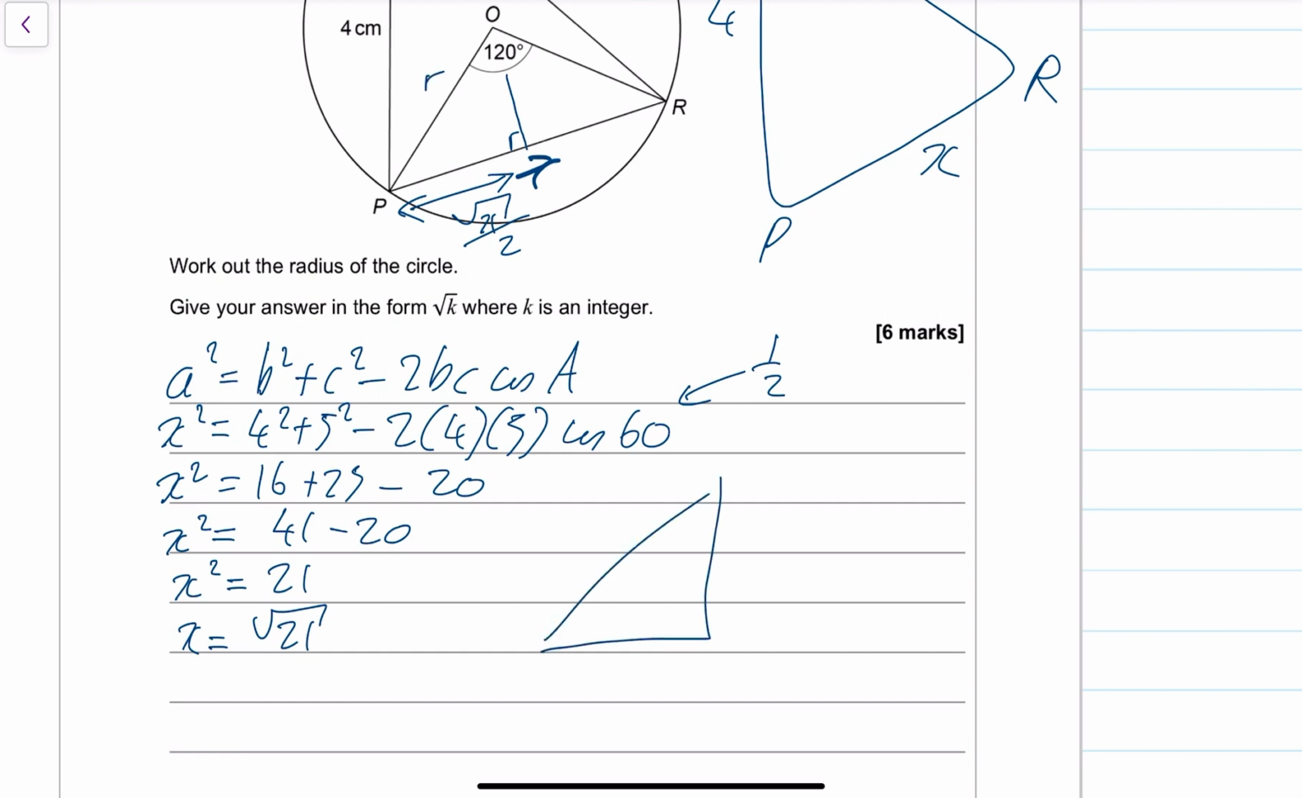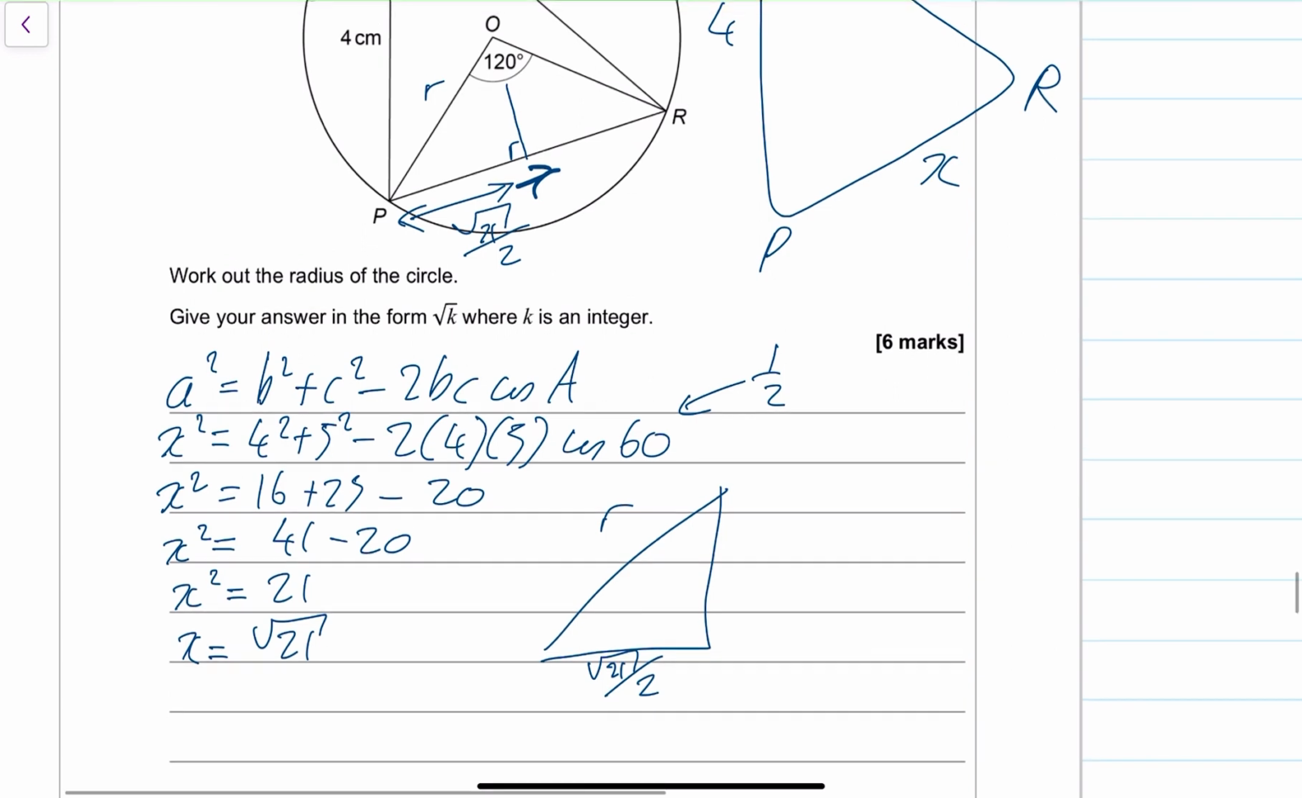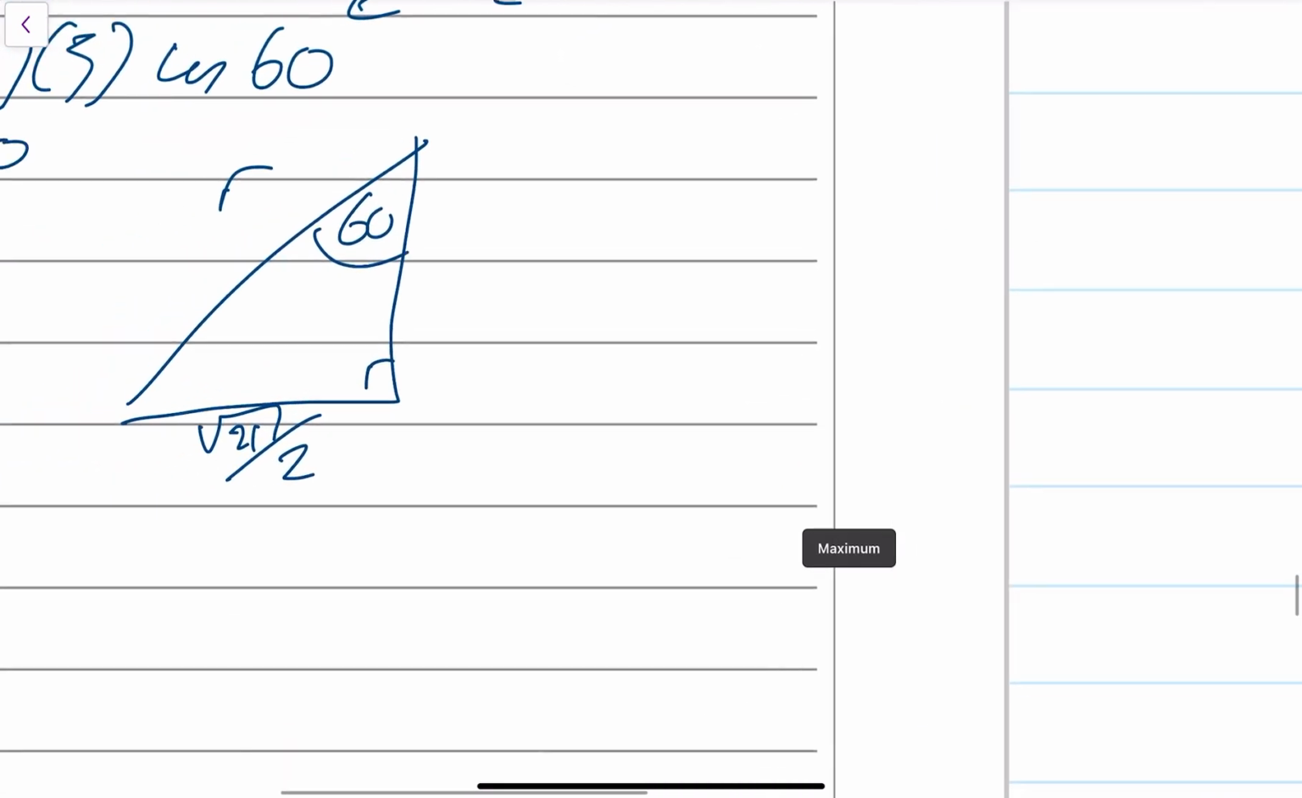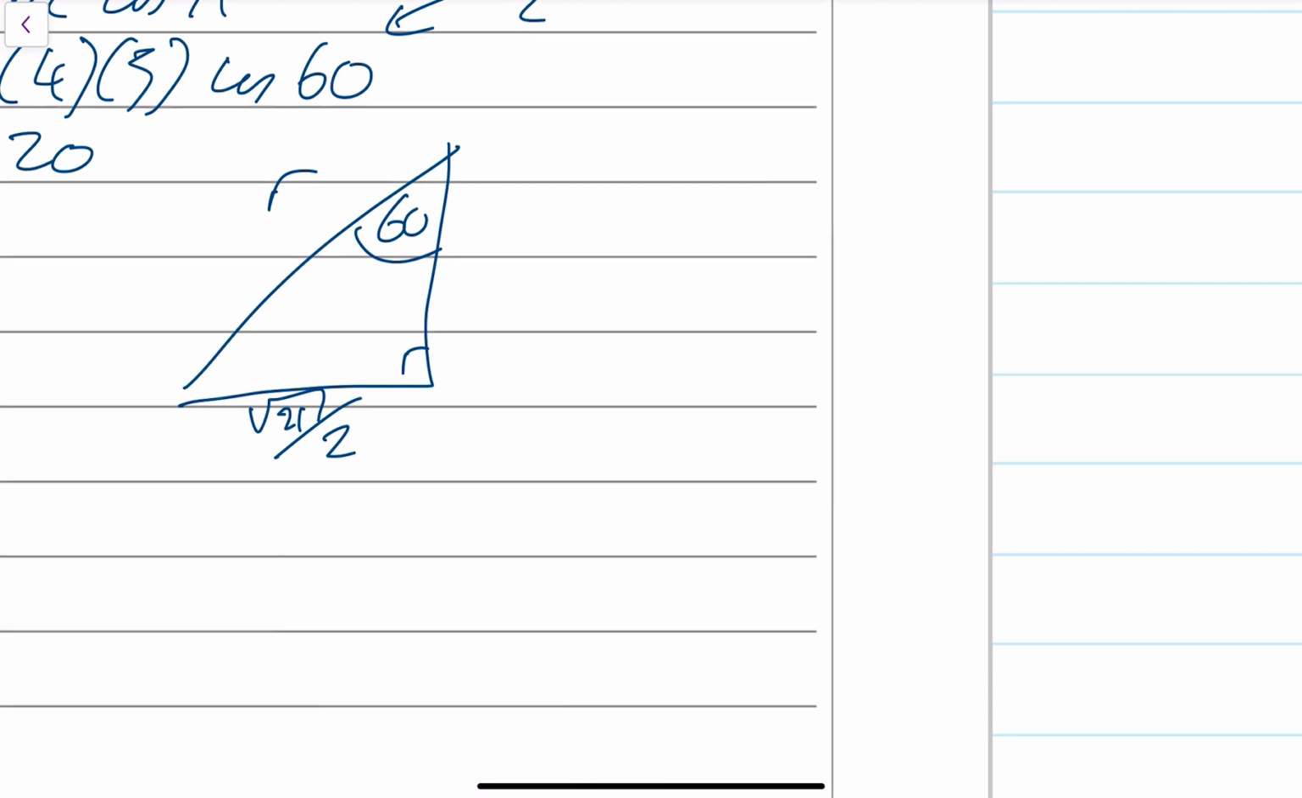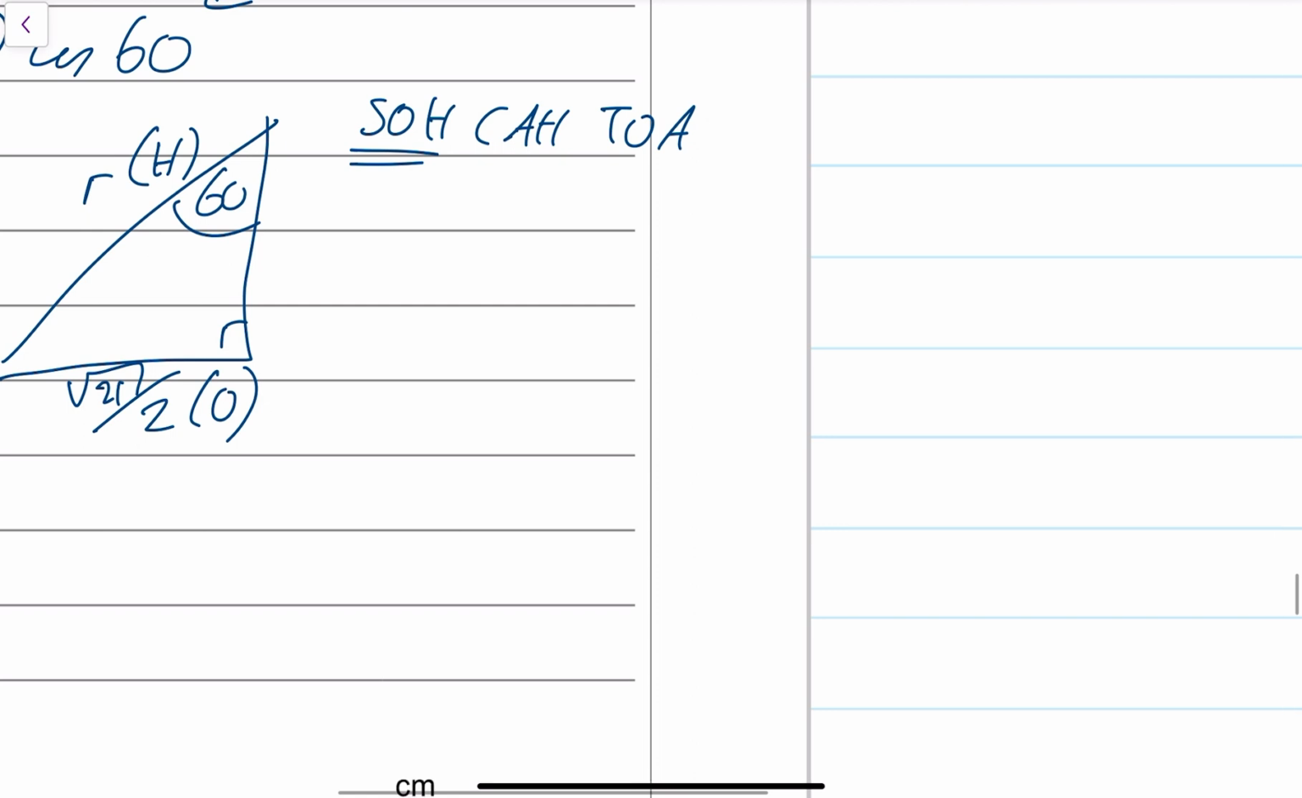So let's just look at this, and that's my r. So I'm going to have my r, I'm going to have root of 21 over 2, I'm going to have 60 degrees. And yes, there we go. And then we can go with this. So it's a hypotenuse question. It's a SOHCAHTOA question, a trig question. This is my hypotenuse. This is my opposite. So we're going to use the old SOHCAHTOA.